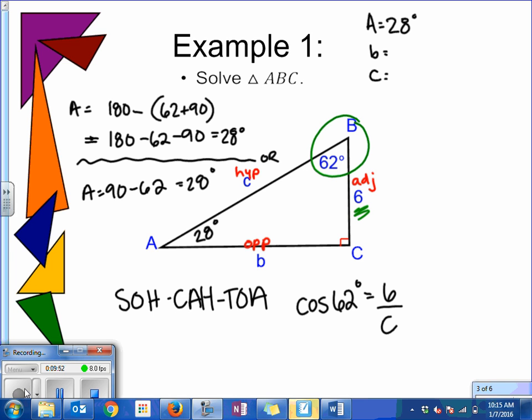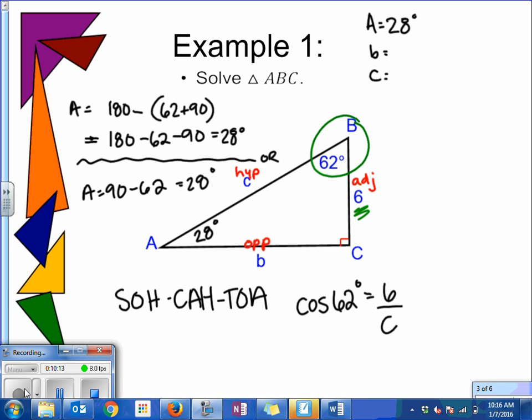And so, Sierra, you were kind of saying, maybe I'm going to work this out a little bit slower. You have to use the side that you know, which is side 6, correct? And that's the adjacent side. So when you look at SOHCAHTOA, which one doesn't work at all?